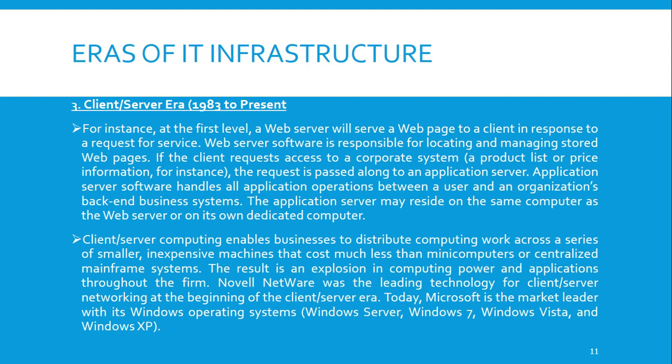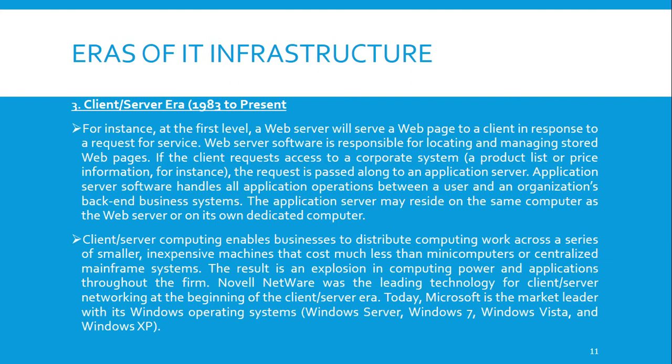For instance, at the first level, a web server will serve a web page to a client in response to a request for service. Web server software is responsible for locating and managing stored web pages. If the client requests access to a corporate system, a product list, or price information, for instance, the request is passed along to an application server. Application server software handles all application operations between a user and an organization's back-end business systems. The application server may reside on the same computer as the web server or on its own dedicated computer.